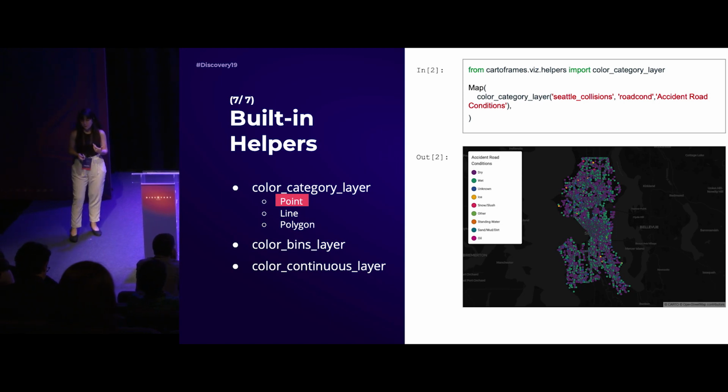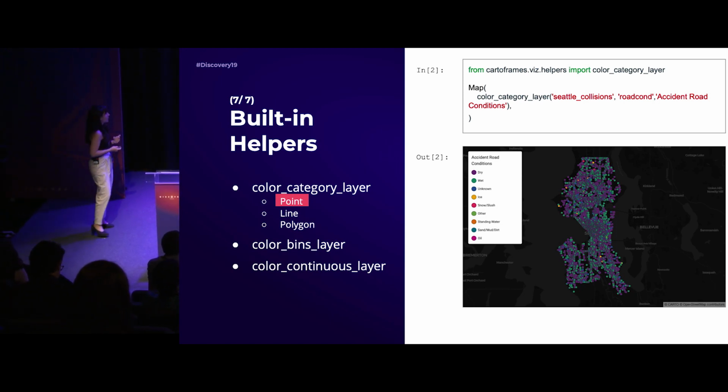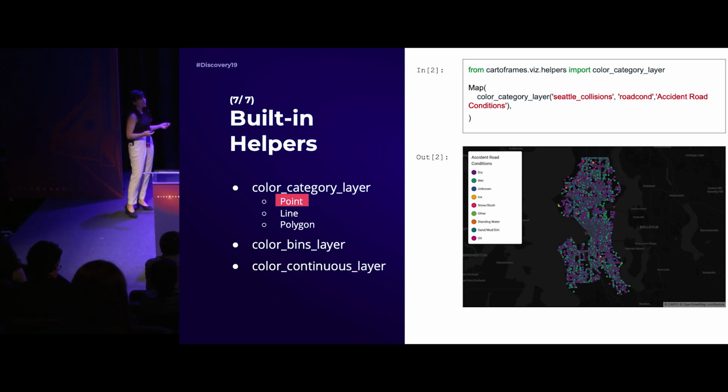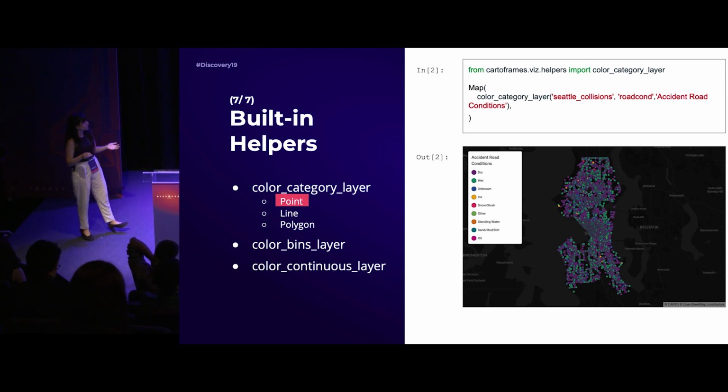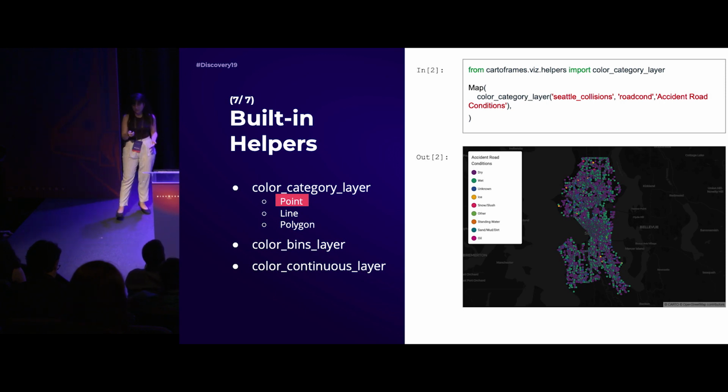So the first one that we have is the color category layer that works with point, line, and polygon. And if you remember the style that we've seen before, it was way longer compared with this one. So in this case, we're saying that we want to see from the dataset serial collisions, from the column road count, we want to add a legend that is titled accident road conditions, and it automatically generates the layer.